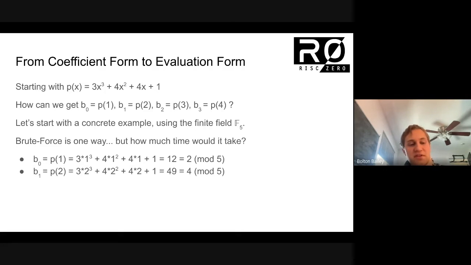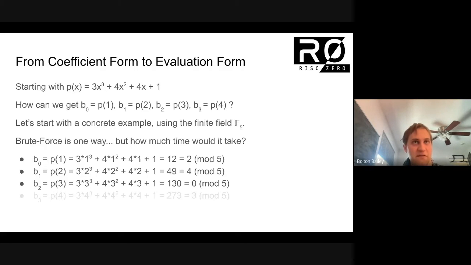And then we could do the same thing for evaluating at 2. We can do 2 cubed, 2 squared, 2. We can multiply all of these numbers together, and you can use a calculator to check my math if you want. This comes out to 49, which is equal to 4 mod 5. And we can do the same thing with 3, and it comes out to 0 mod 5. And we can do the same thing with 4, and it comes out to 3 mod 5.